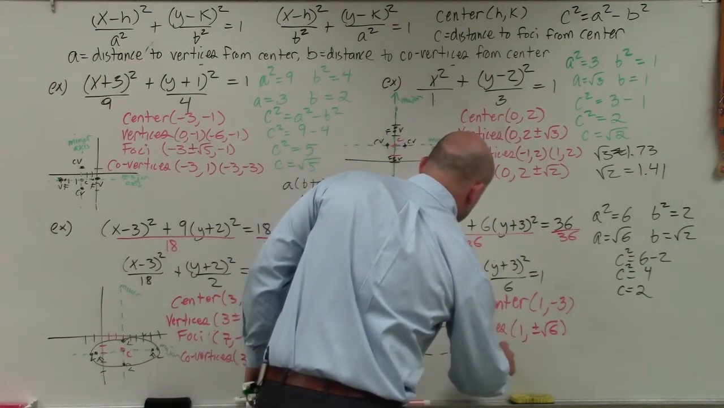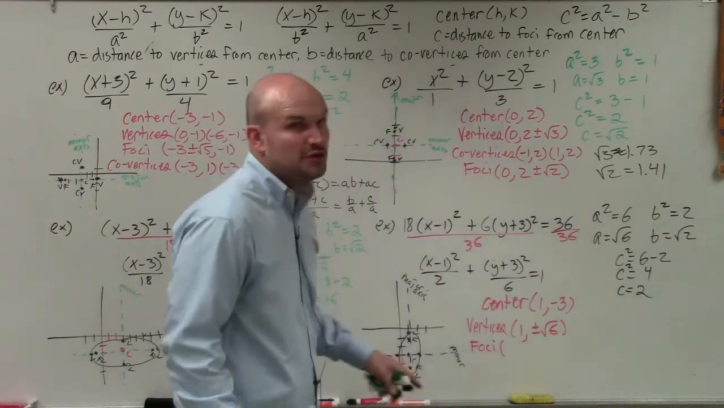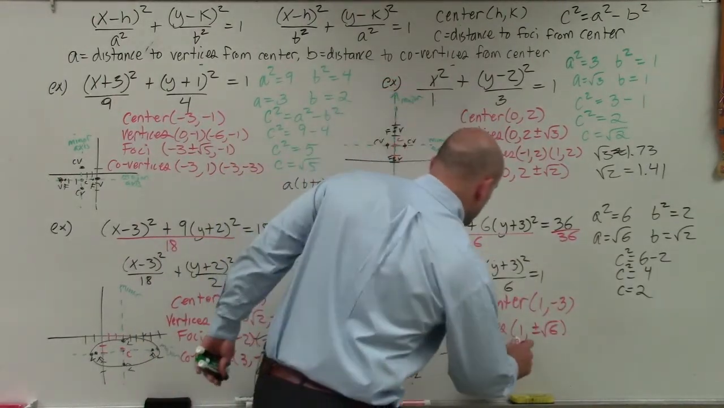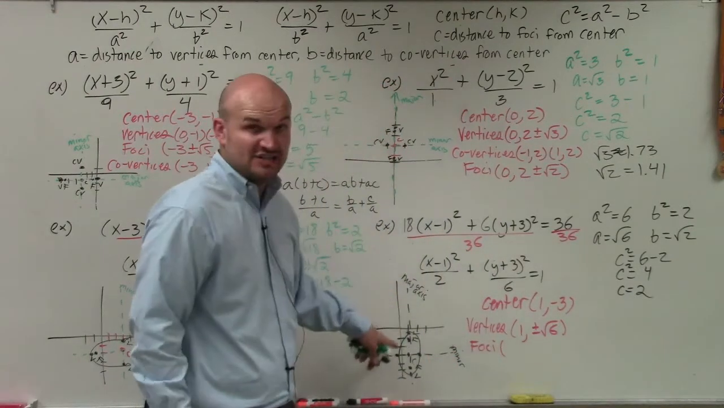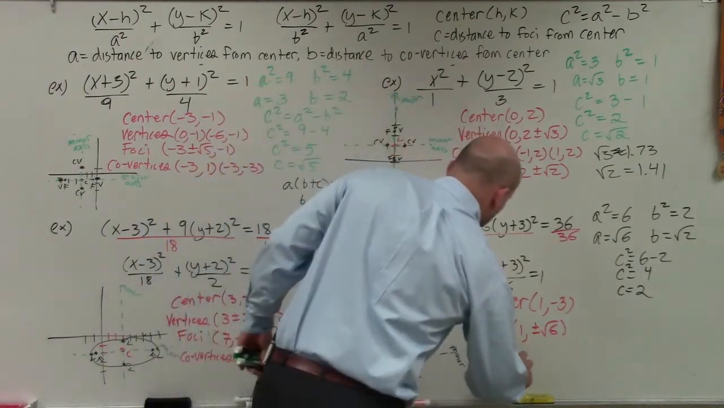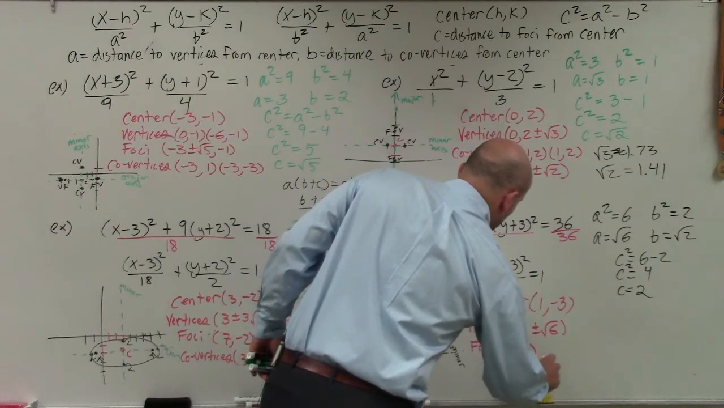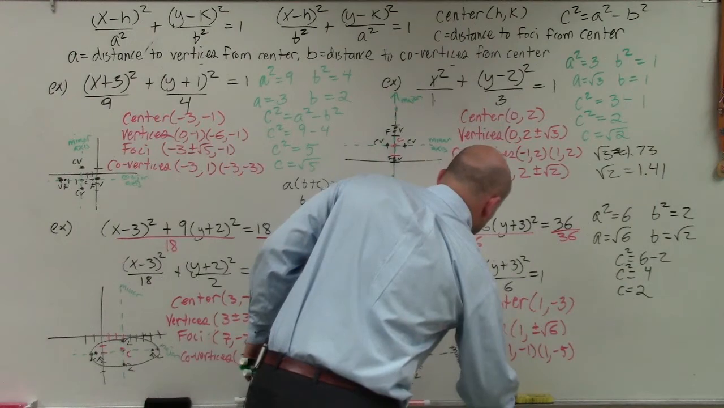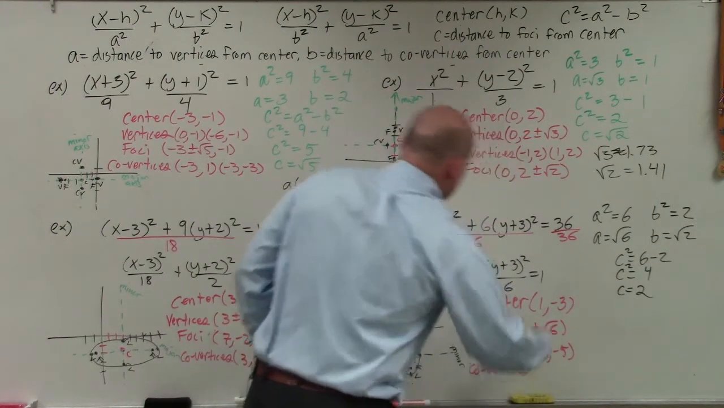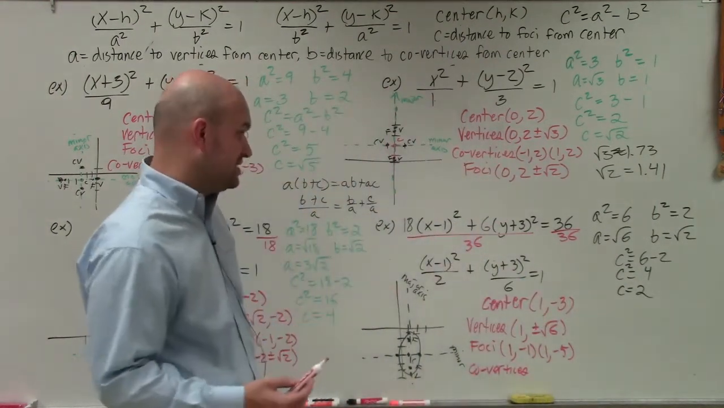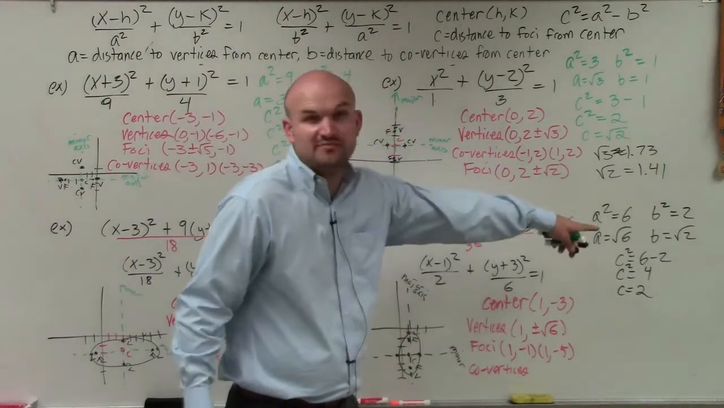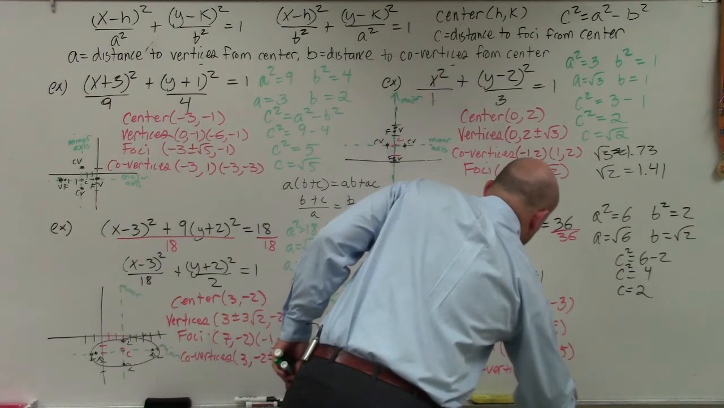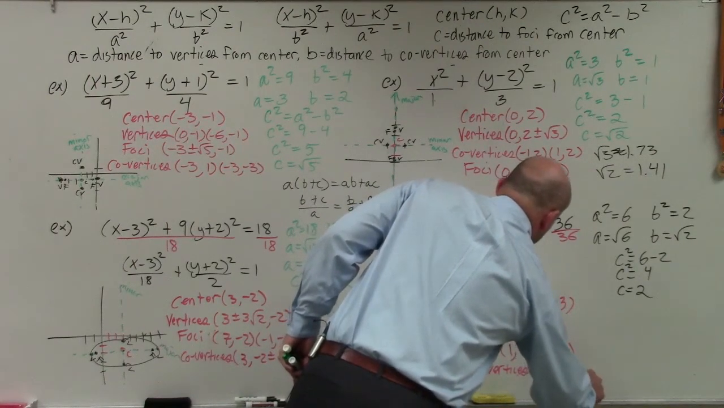My foci are going up or down 2. Well, you can just add 2 to -3 and subtract 2 from -3. So again, the x-coordinate's not changing. It's just the y-coordinate. So that's going to be 1, -1, as well as 1, -5. And then last but not least is the co-vertices. That's going left or right. So that means my x-coordinate's going to change by the value of b, which is square root of 2. So that's going to be 1 plus or minus the square root of 2, comma, -3.